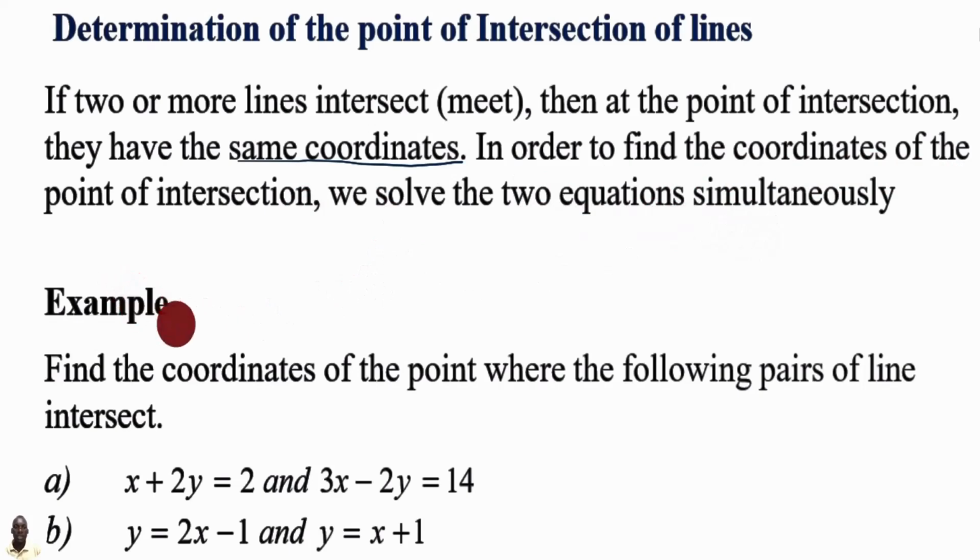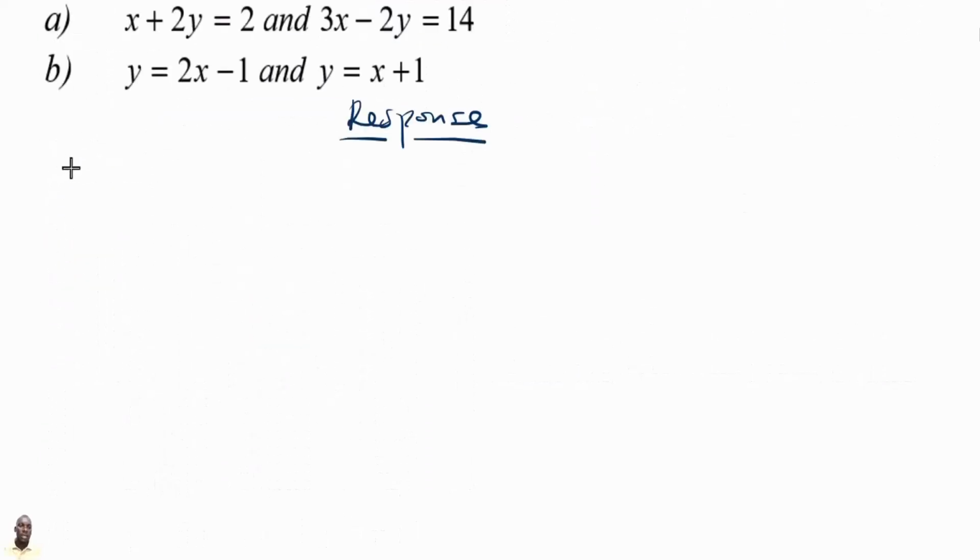So we can have an example here which reads: find the coordinates of the points where the following pairs of lines intersect. So we are going to solve these two equations for part A simultaneously, and the answers we shall have got will be the values of x and y, in coordinate form, and that point is where those two lines would be meeting. Let us have our response, and we are thoroughly going through part A. So we solve these two equations simultaneously.